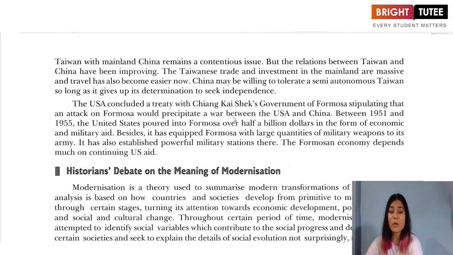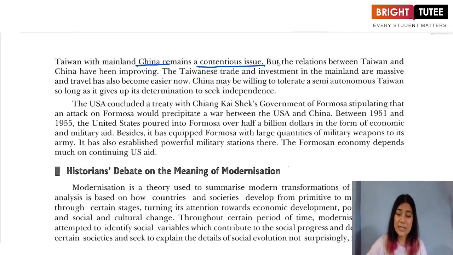Now, the question of reoccupation or incorporation of Taiwan with mainland China remains a contentious issue even today. There's a debate regarding it. Some consider it part of mainland China, some consider it independent. So this debate continues to go on.